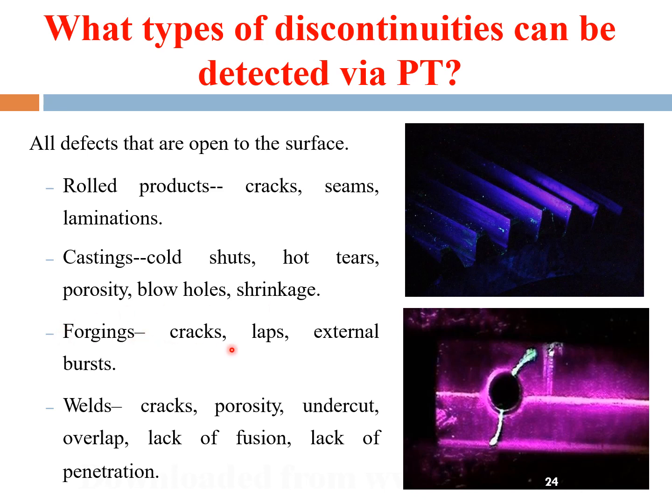For forgings, cracks, laps and external bursts can be found out. For welding defects, cracks, porosity, undercut, overlap, lack of fusion, lack of penetration, all these discontinuities. So for the different manufacturing processing methods, for rolled products, cast products, forged products and for welded products, all these defects can be found out or detected using the dye penetrant testing method.